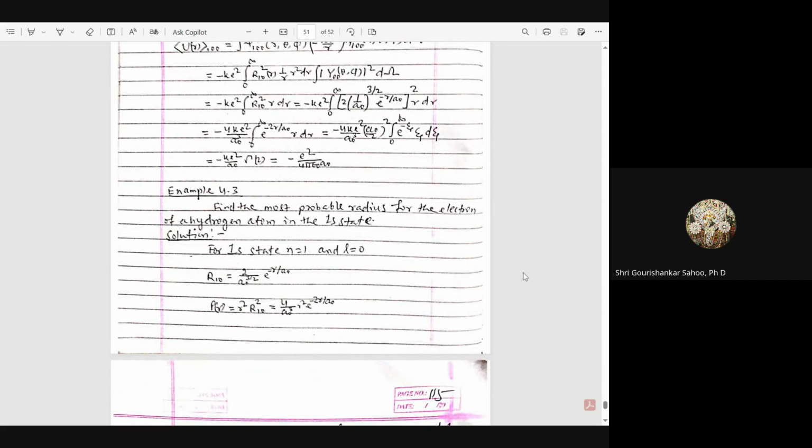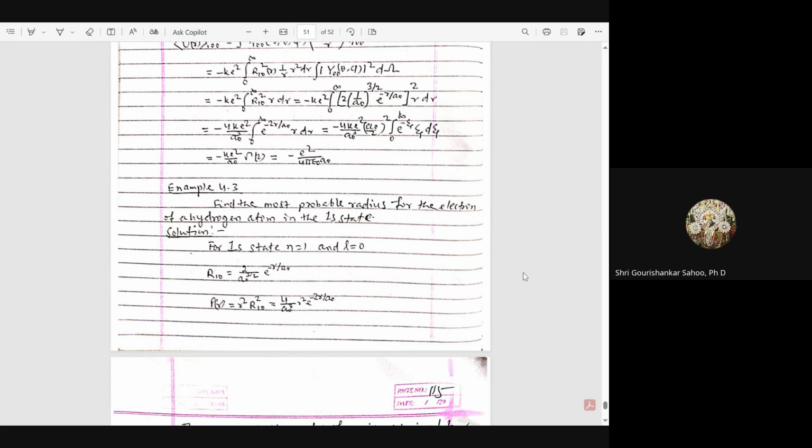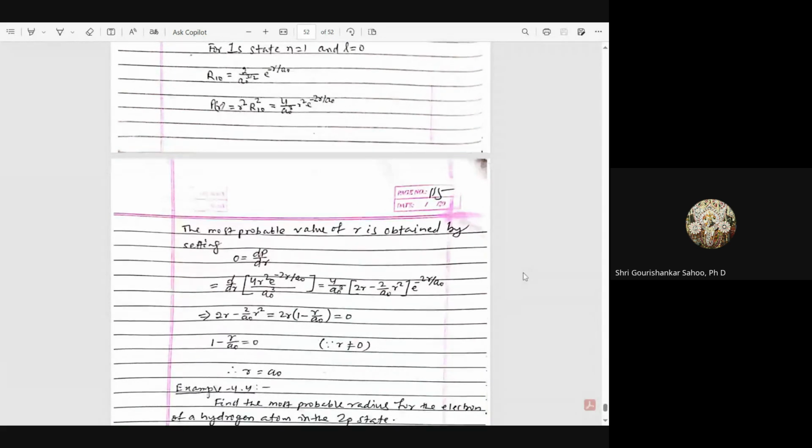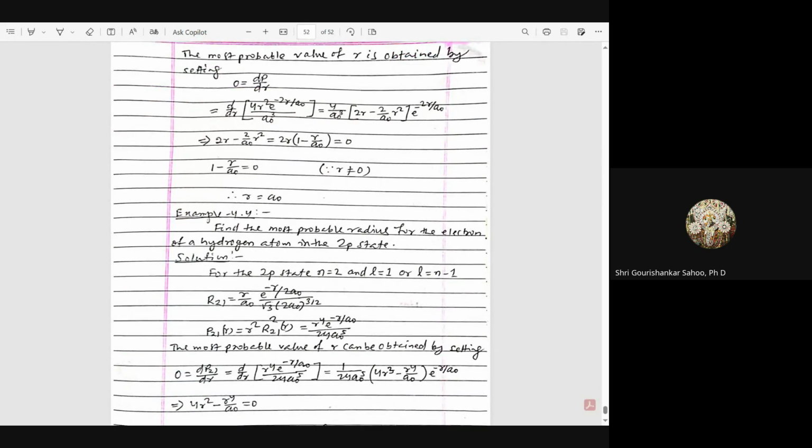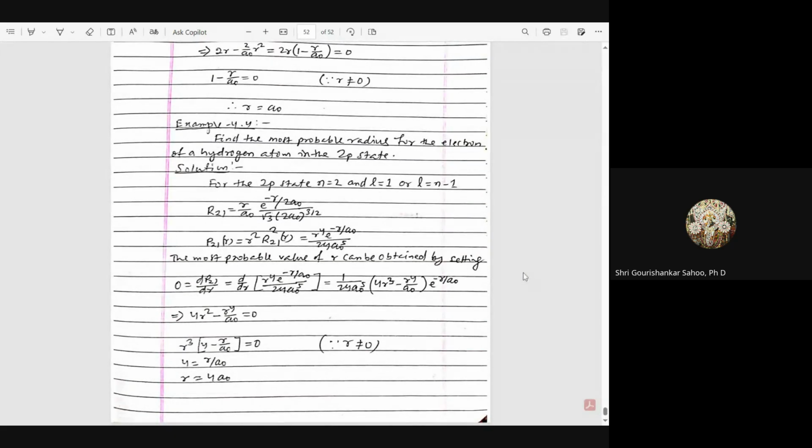And find the most probable radius of electron of a hydrogen atom in 1s state. It is a0, and the solution is shown on the screen. Find the most probable radius of the electron of a hydrogen atom in the 2p state, and it is 4a0, and the solution is shown on the screen. So this is the basic understanding by which you can have different solutions of hydrogen-like problems of quantum mechanics in different real-life situations.